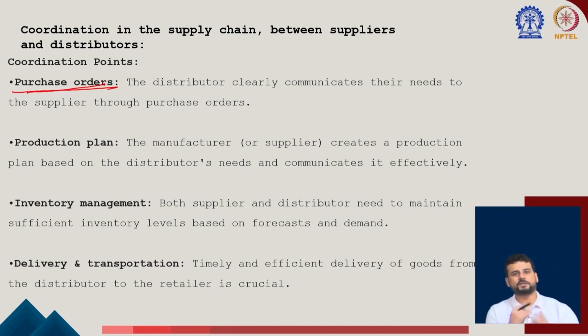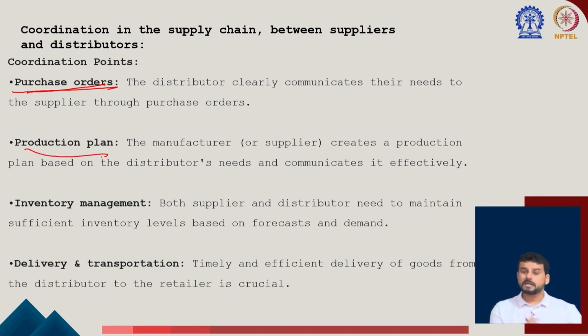So when the distributor clearly communicates their need to the supplier through a purchase order, that means I'm talking about the point of sales information. So through the distributor, it is not only directly going to the manufacturer, but it should go to the raw material supplier as well.